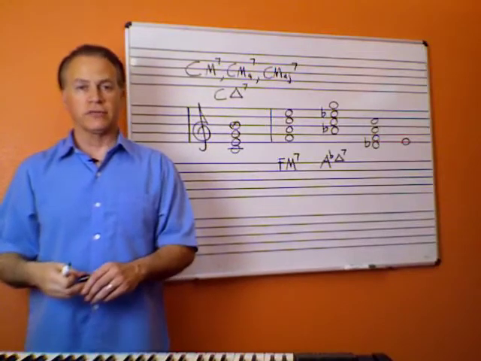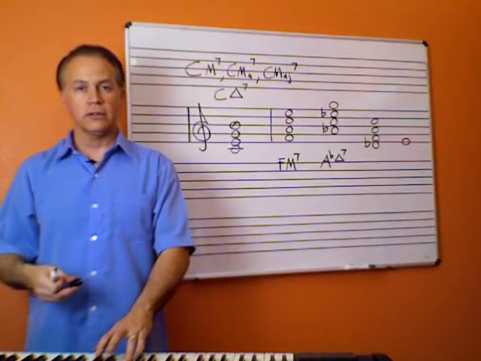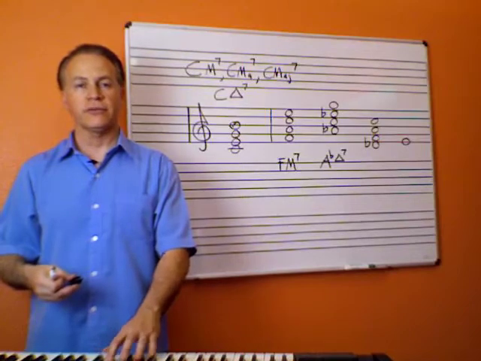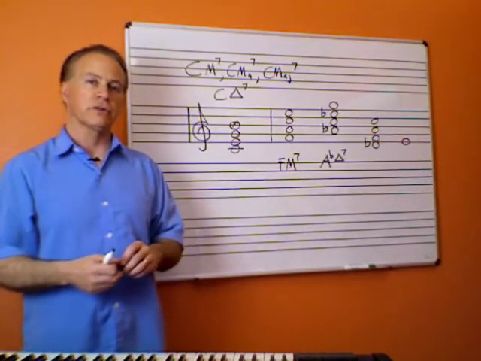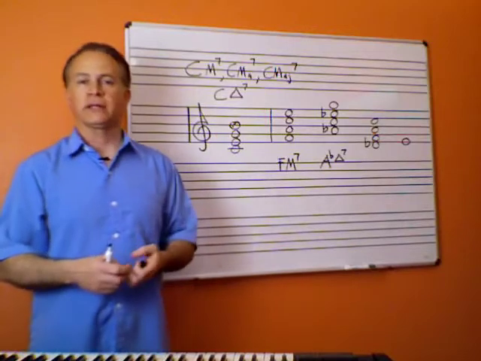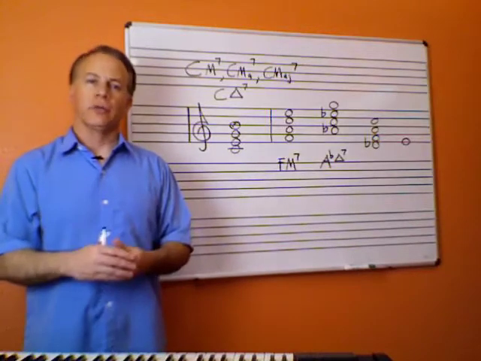Well, D flat major has 5 flats: B flat, E flat, A flat, D flat, and G flat. We could just go in and insert those accidentals into this chord. Is there an F accidental in D flat? No, that's an F natural.